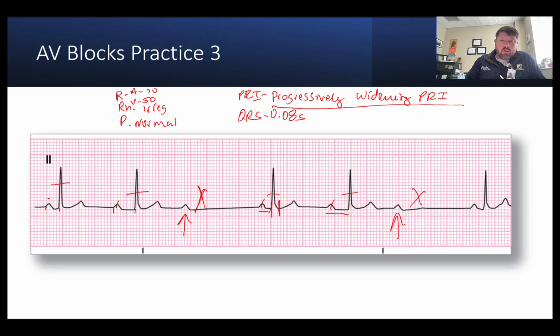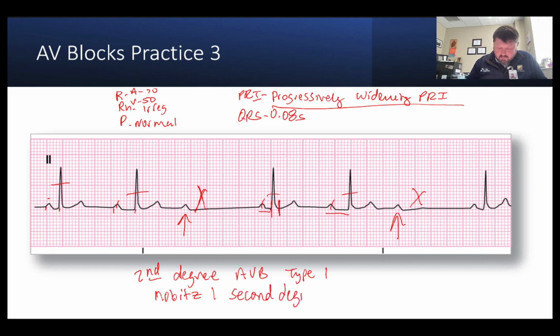Now with your second degree and your third degree AV blocks, you do not have an underlying rhythm. So this would just be a second degree AV block type 1, or you could say a Mobitz 1 second degree. Or you could say it is a Wenckebach.